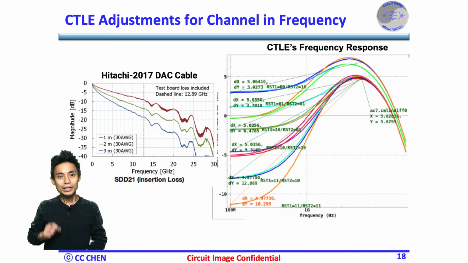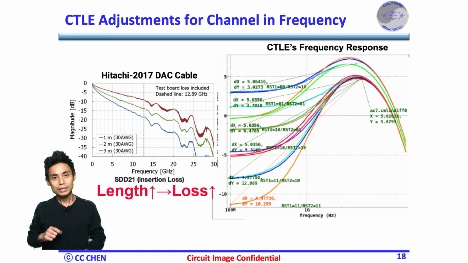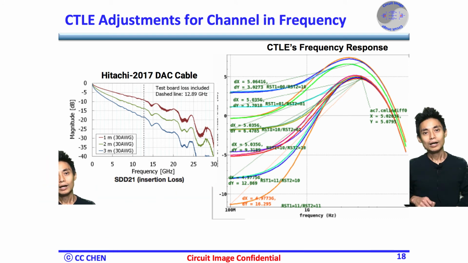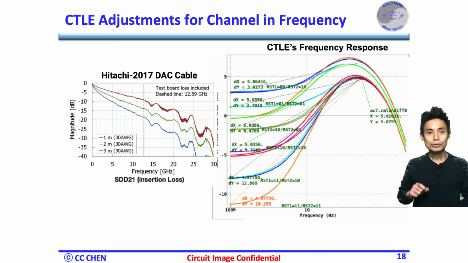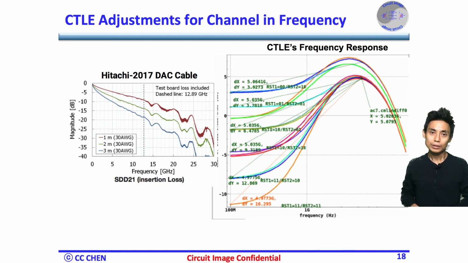Let's look at some practical channel response, like the Hitachi DAC cable. As you can see, the frequency response is low-pass characteristic, but the loss level varies in different lengths of cables. So, for different channel responses, the CTLE's frequency response must be adjustable to closely match the inverse of the channel. In other words, the CTLE must be designed to be highly programmable to adjust the response accordingly.